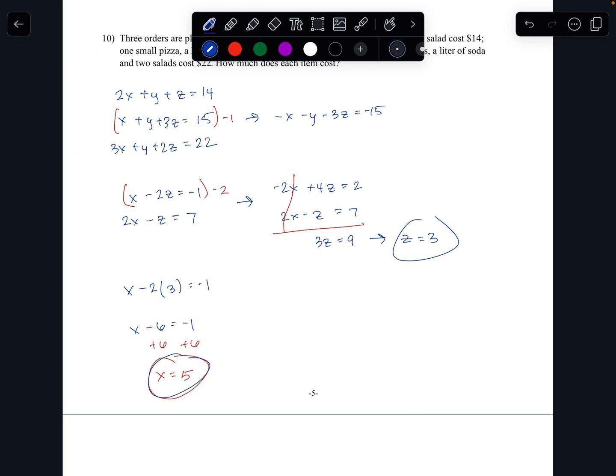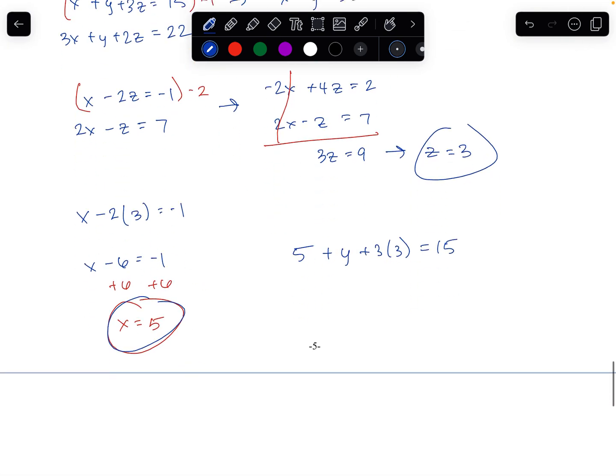Let's see the sodas. So I'm just going to go back up here. I'll just take the first one. So x is 5 plus y plus 3. Salads were worth $3. That was $15 in total. 5 plus y plus 9 is equal to 15. These can combine. I get y plus 14, right? Y plus 14 is equal to 15. So the sodas are worth $1.